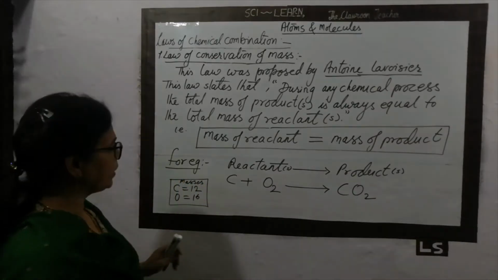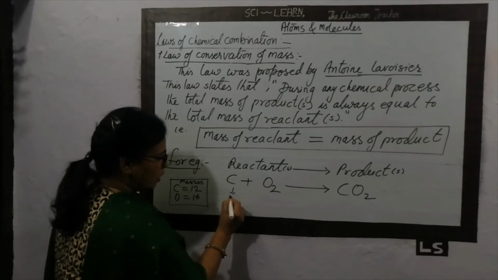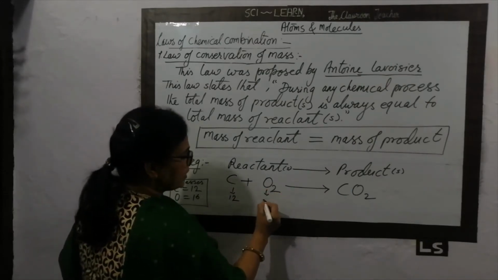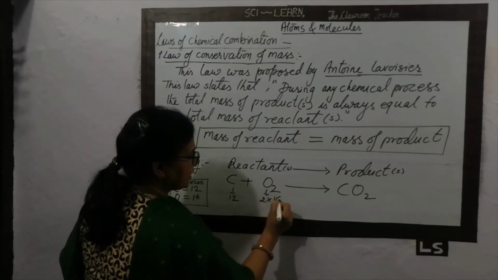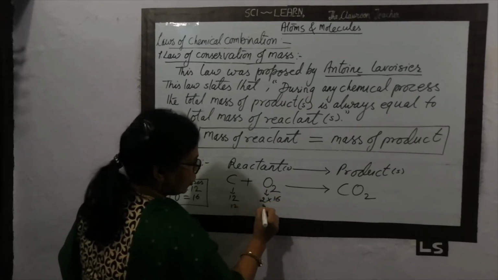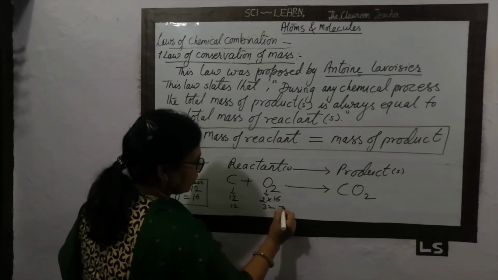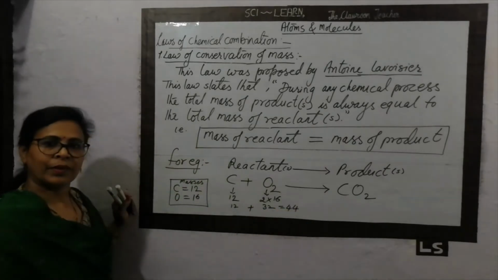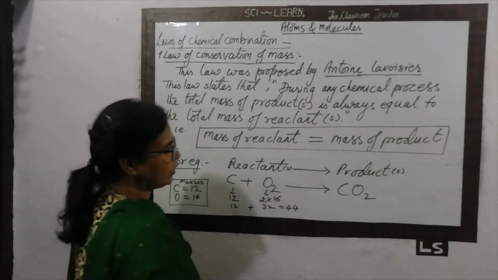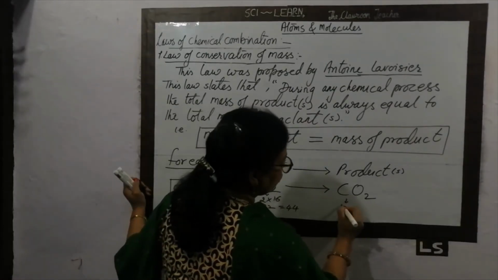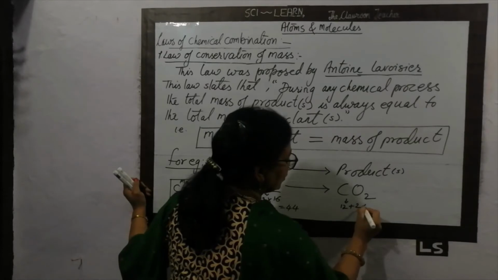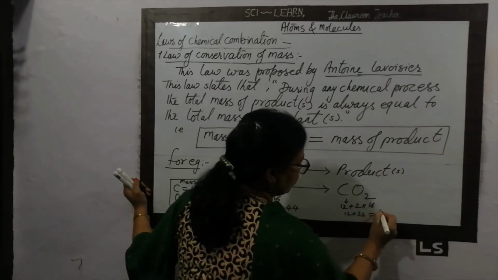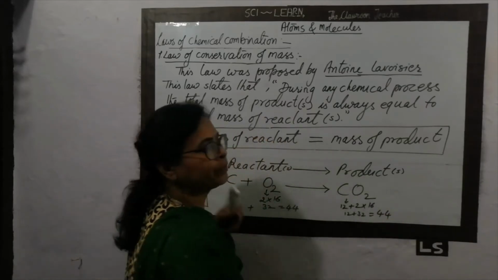Now let's implement it here. One carbon has mass 12. Here, in O2, 2 oxygens are there, that is 2 into 16, which is 32. So what is the total mass here? When we calculate, it is 44. Now check here. Again, carbon is 12, oxygen is 2 into 16, so 12 plus 32, and again it is equal to 44.